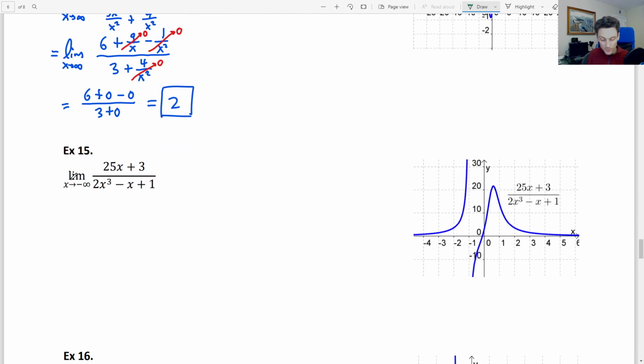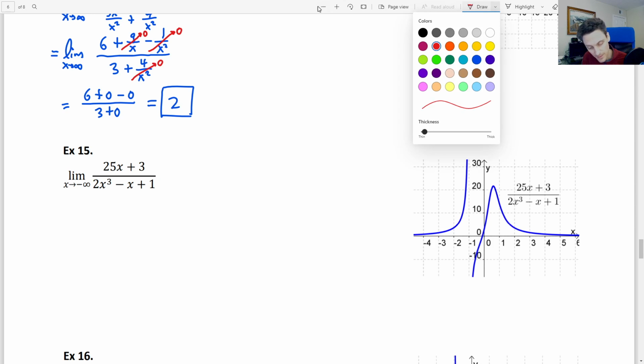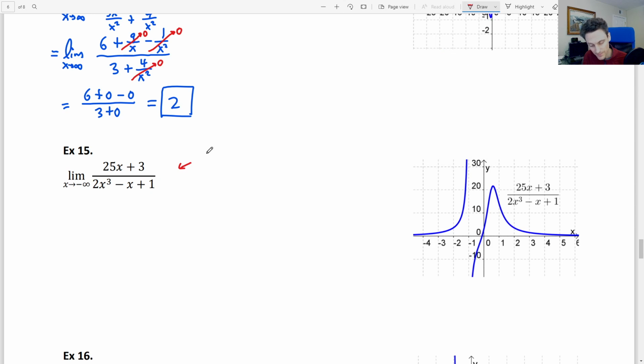For example 15, we have the limit as x approaches negative infinity of 25x plus 3 over 2x cubed minus x plus 1. Now if we think about what's happening to the top and the bottom, again, the top is approaching some kind of infinity. In this case, it's a negative infinity, because if you plug in large negative numbers, the 25x becomes a really large negative number, overshadowing the plus 3 by a lot. On the bottom, the same kind of thing will happen.